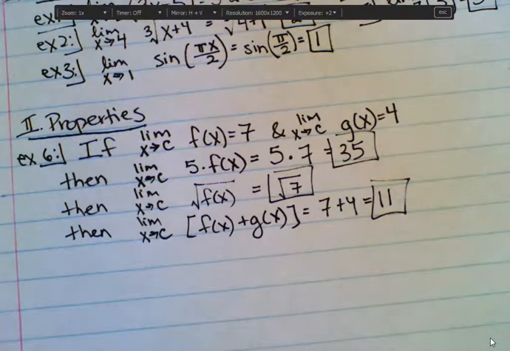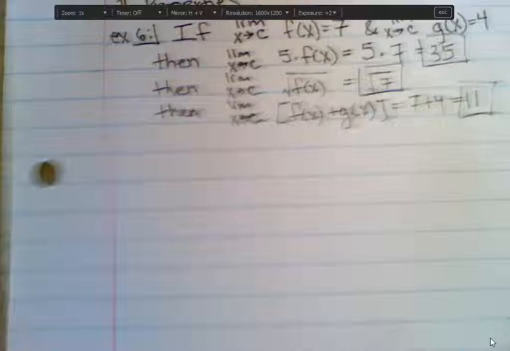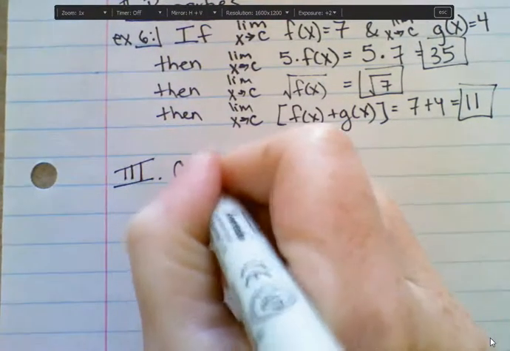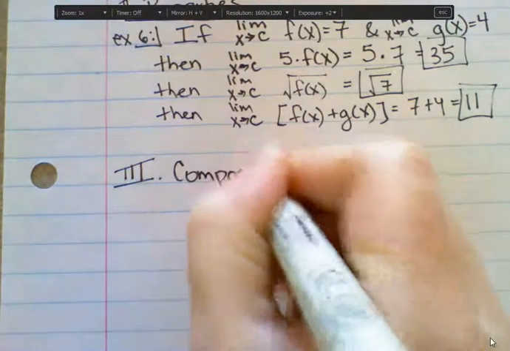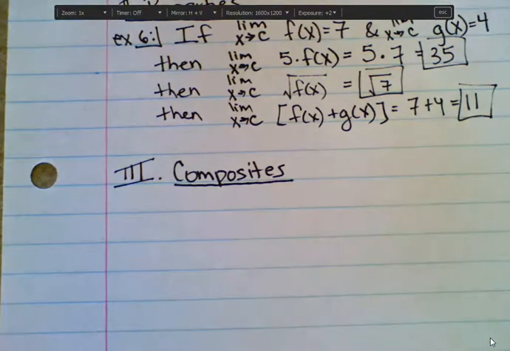All right, last area we're going to talk about is composite functions. See if you remember what composites are. So Roman numeral 3 is going to be composites. Does anybody remember what a composite is from like Algebra 2 or Pre-Calc? f of g of x? Does that kind of sound familiar?